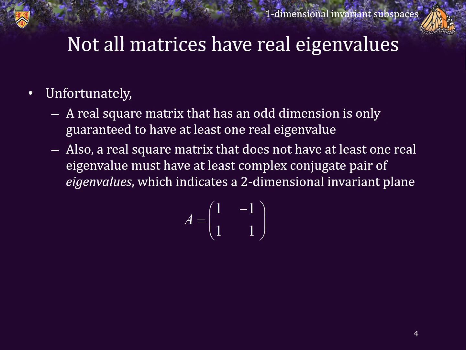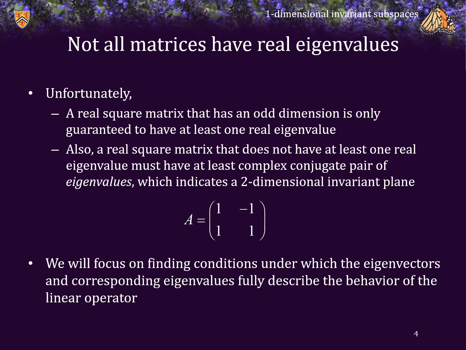What does that mean? Well, here is a rotation matrix that rotates R2 by 90 degrees. So no vector is left unchanged. Actually, it rotates it by 90 degrees and expands it by root 2. We will focus on finding conditions under which the eigenvectors and corresponding eigenvalues fully describe the behavior of the linear operator. And we will see that this happens when the matrix is symmetric.